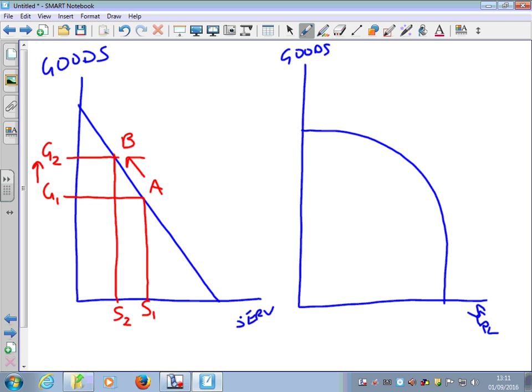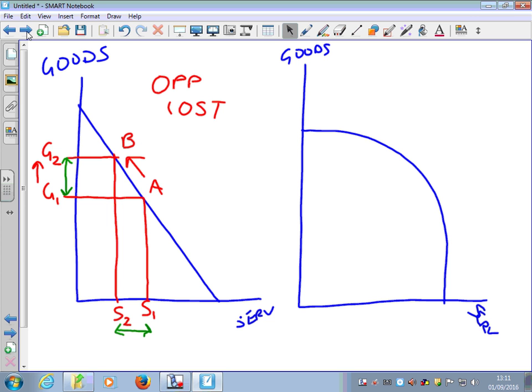Okay, now what you will see here is that what I have got is a constant opportunity cost. Wherever I go along this production possibility boundary, the opportunity cost will stay the same. Now all that really means is, look at this. That gap there, G1 to G2, is exactly the same as that gap there. I've got a constant opportunity cost.